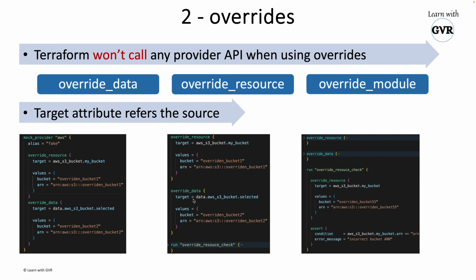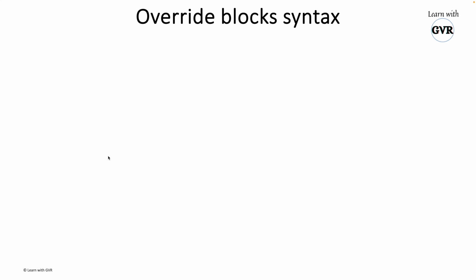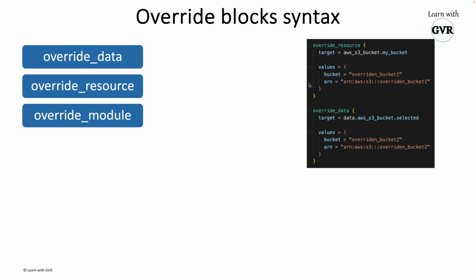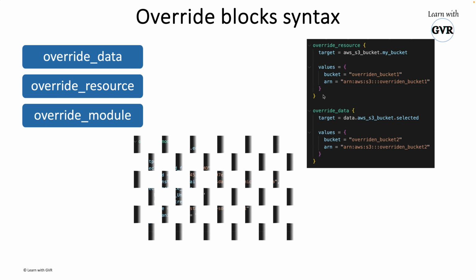So this way also, I hope you get what override is. Now next, override block specific syntax. Here what we understood is override data, override resource, override module. So override data looks something like this. Override data must have a target and values. Override resource also has target and values. Without these values it won't work.